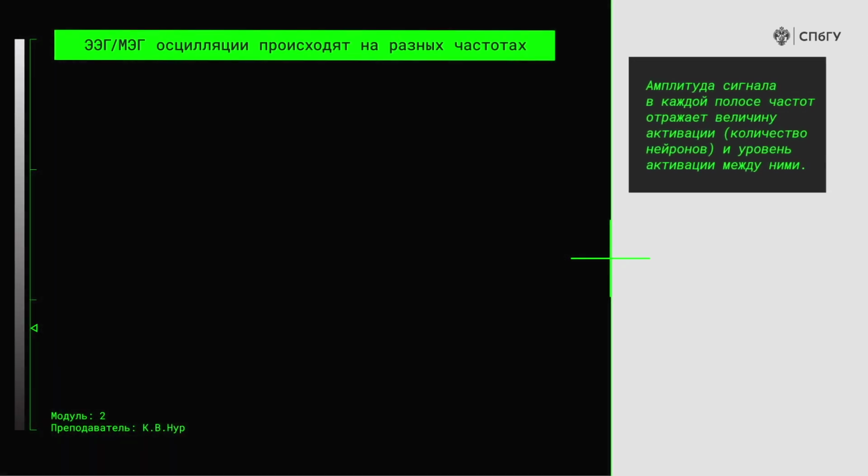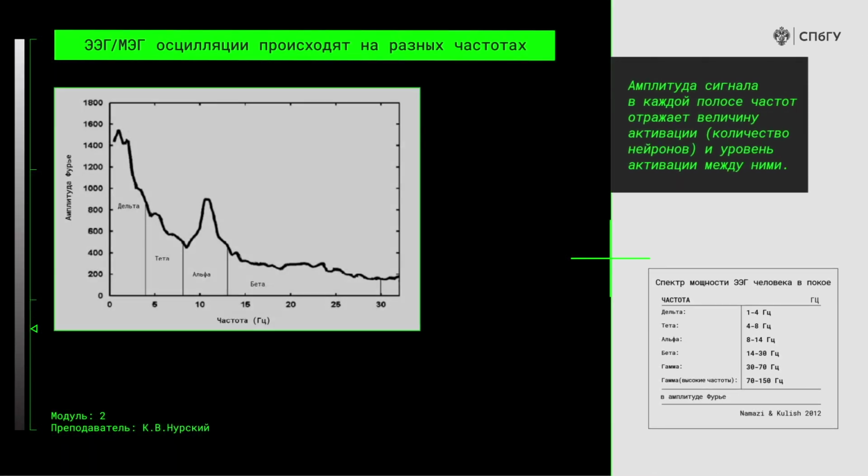Speaking of frequencies, EEG or MEG oscillations occur at a range of different frequencies. The conventional bands include delta, theta, alpha, beta, gamma, and high gamma. However, the latter, the high gamma band, may be difficult to detect using EEG or MEG due to its low magnitude in the EEG or MEG signal.